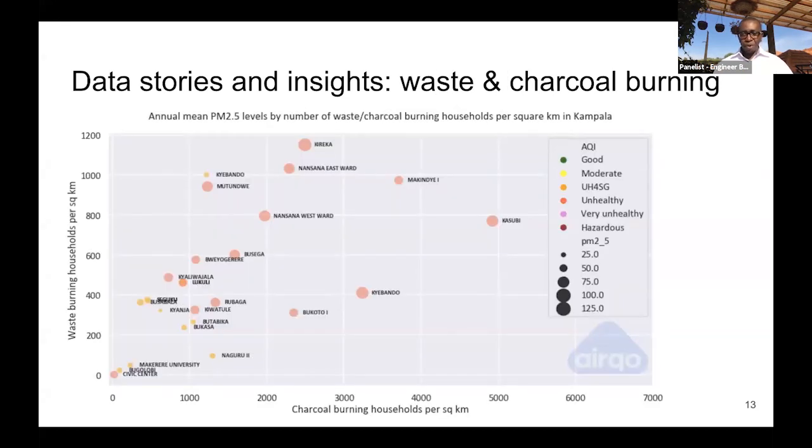This is another example of a data story. So having access to data that's already available at the Uganda Bureau of Statistics, we can actually map out how pollution varies by the places that use more charcoal or biomass for household energy, cooking and so on, versus areas that are known to have high density of waste burning.